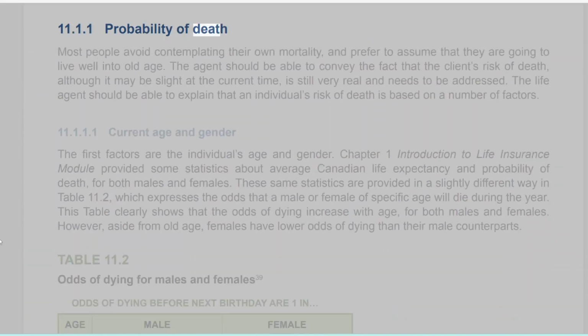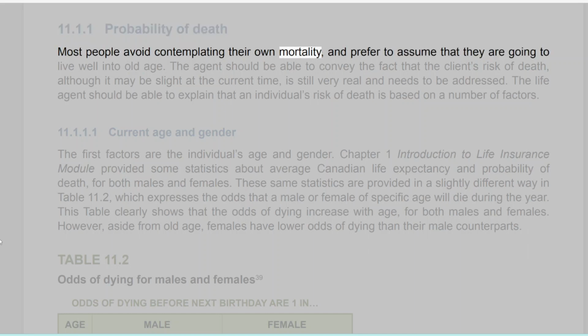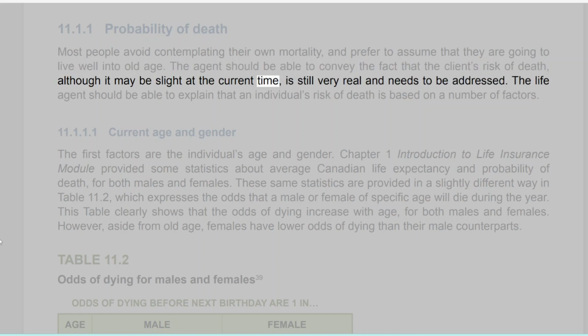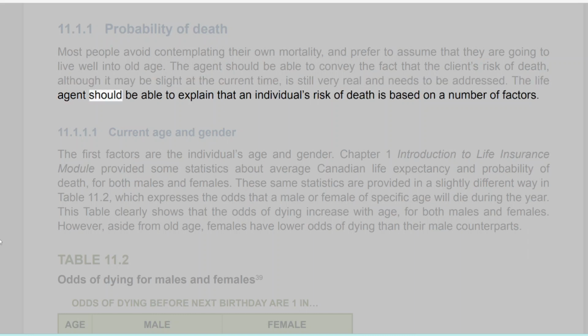11.1.1 Probability of death. Most people avoid contemplating their own mortality, and prefer to assume that they are going to live well into old age. The agent should be able to convey the fact that the client's risk of death, although it may be slight at the current time, is still very real and needs to be addressed. The life agent should be able to explain that an individual's risk of death is based on a number of factors.